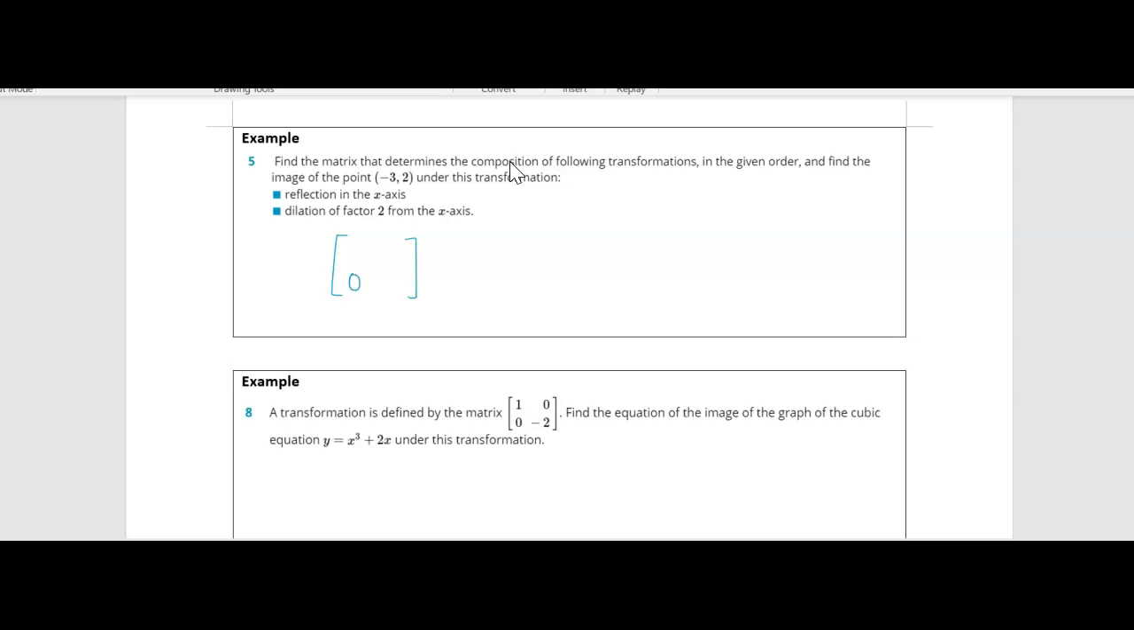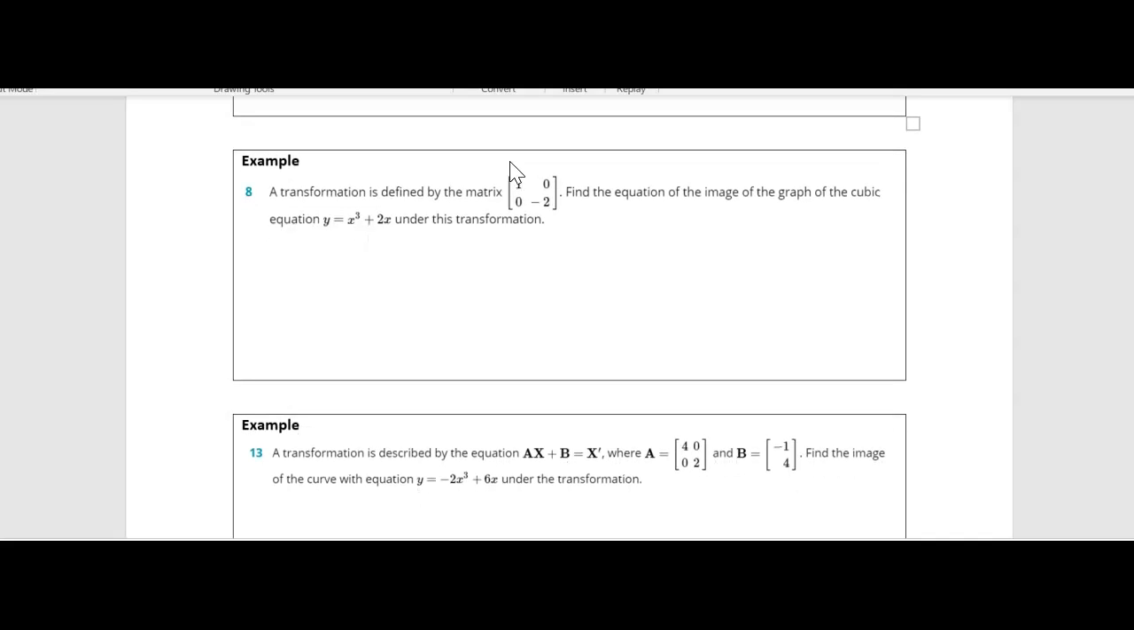So that means I'm going to put my zeros in first. So this value here is going to be a negative, but because we've got a dilation factor of 2 from the x-axis, it's actually going to be -2. And this is going to stay 1 because nothing's really happened to the x-coordinate, it's only the y-coordinate. So the image of -3, 2. All right, so 1 times -3 is -3. -2 times 2 is -4. So the point of the coordinates is -3, -4.